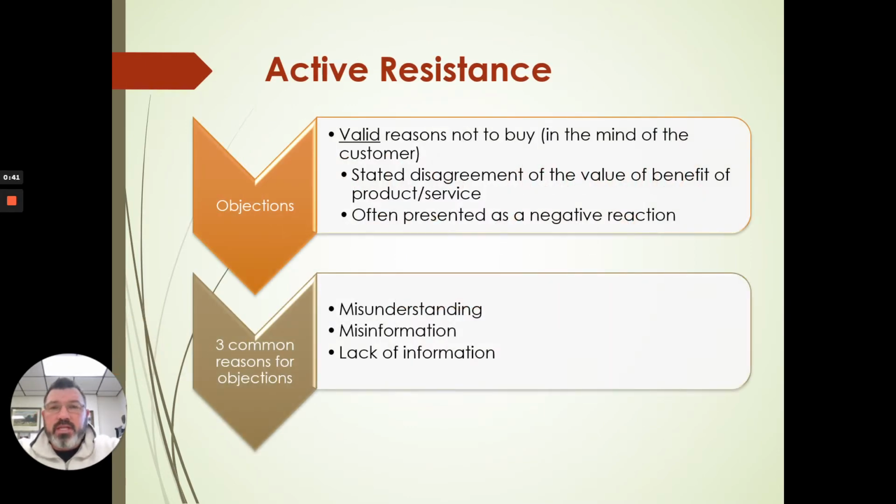First things first, what types of resistance can you have? The first one is active resistance. The objections that you're going to get are usually valid reasons not to buy, especially when you talk about the mind of the customer. Other descriptions: it's a stated disagreement of a value or benefit that you've explained to them or displayed. They just disagree that it would work, and oftentimes it comes across very negative.